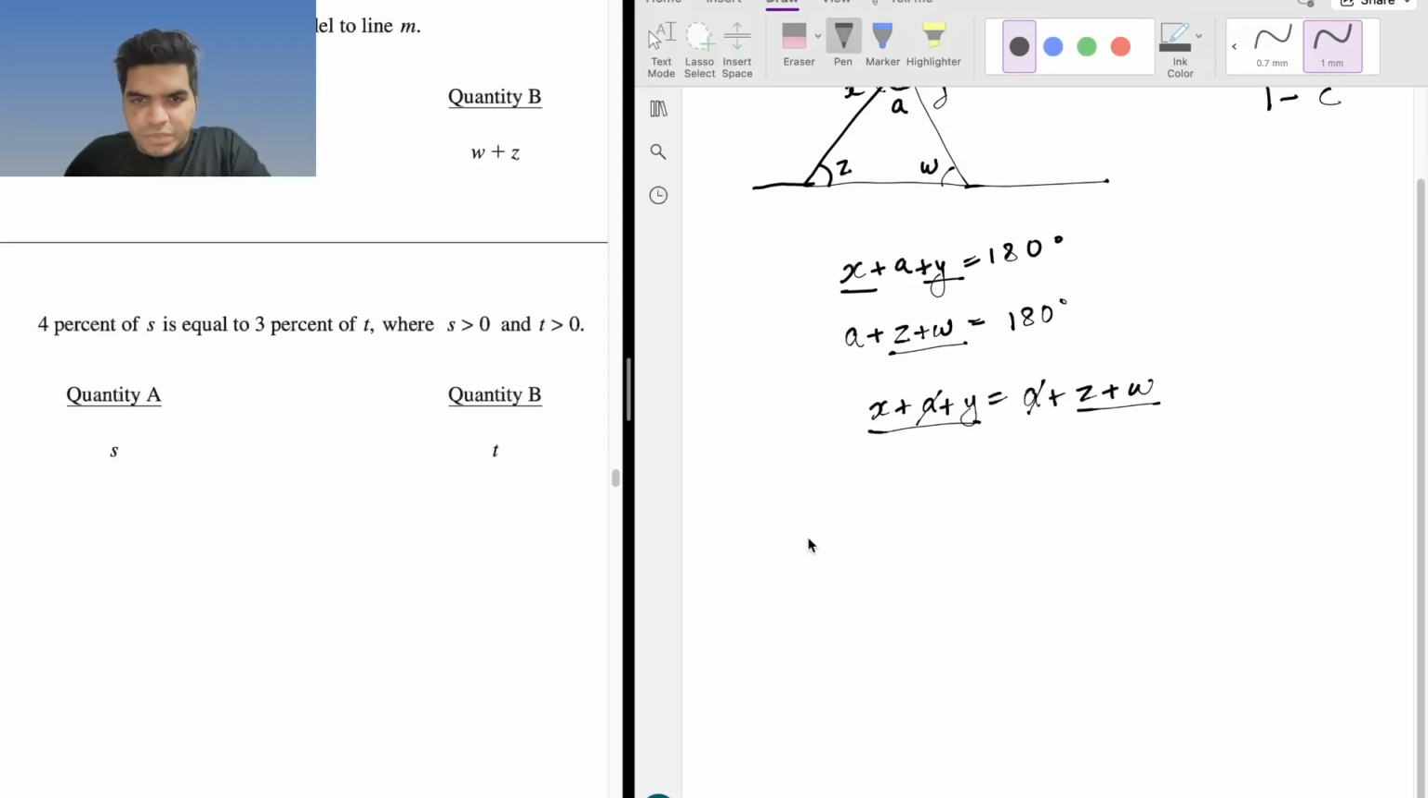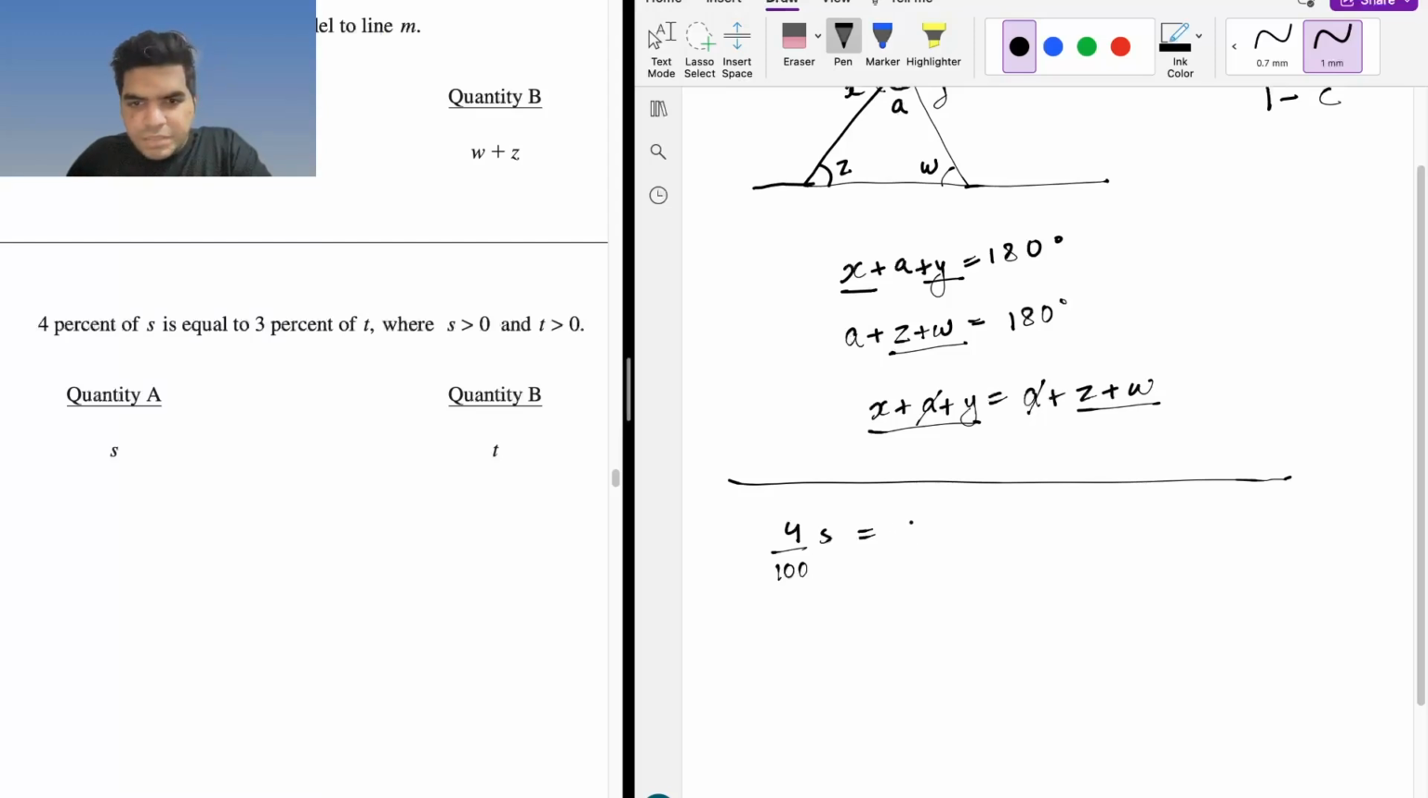So 4% of S, we can simply say 4%, that means 4 by 100 of S, is equal to 3% of T. So whenever you are given these kinds of questions, always first of all write whatever is written. Formulate the equations and try to remove most of the parts which are not required. Now we are asked which one of them is greater. So as you can see, first of all, cut everything out. So 4s is equal to 3t. We can see that.